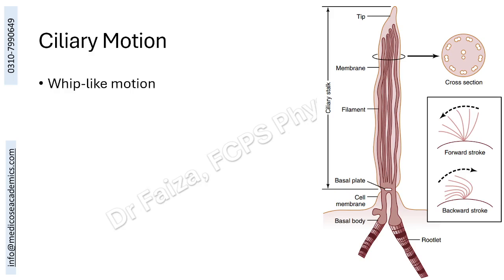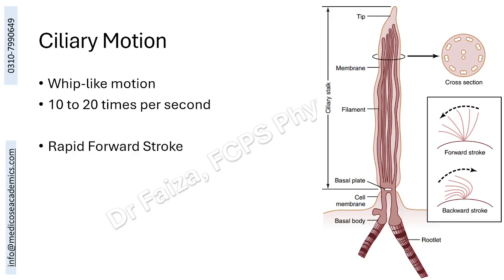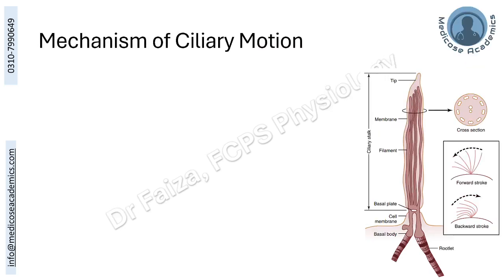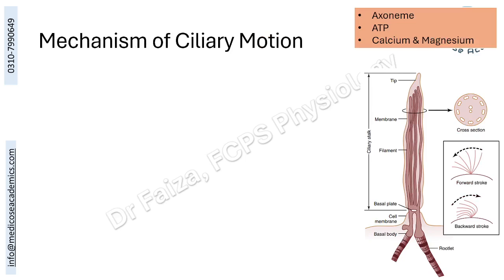Now, how does this ciliary motion occur? This is a whip-like motion that occurs approximately 10 to 20 times per second in the respiratory tract. It has a rapid forward stroke every time it beats and a slow backward movement, which is passive. This is coordinated if it is to be effective for mucociliary clearance.